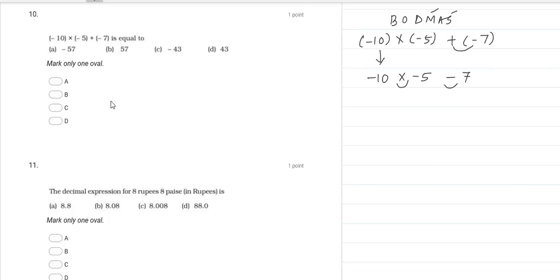So we will go for first multiplication and then subtraction. So 10 into 5 is 50. And we have two negatives getting multiplied, obviously it becomes positive. We have seen when an even number of negatives multiply, they become positive. Now remaining is minus 7. Obviously 50 minus 7 is 43. So the right answer is 43 plus 1.